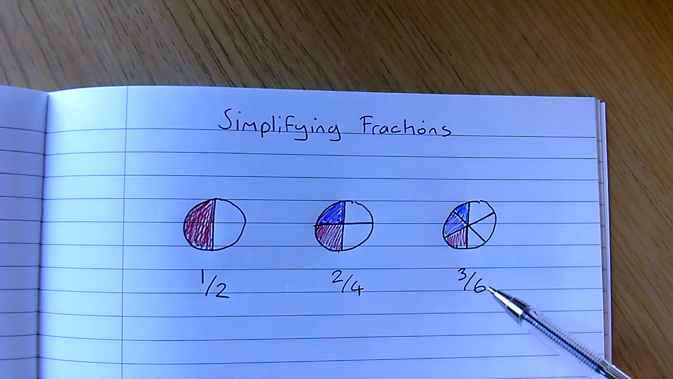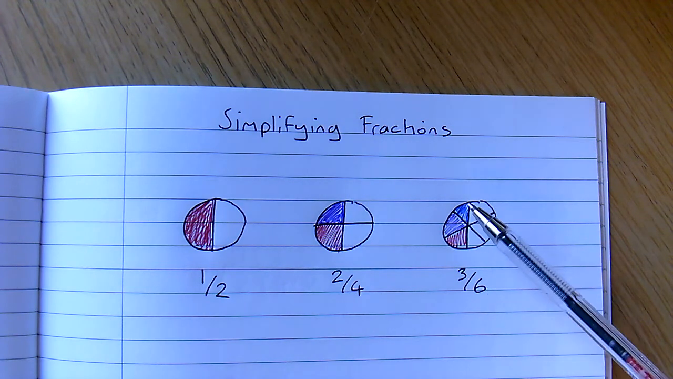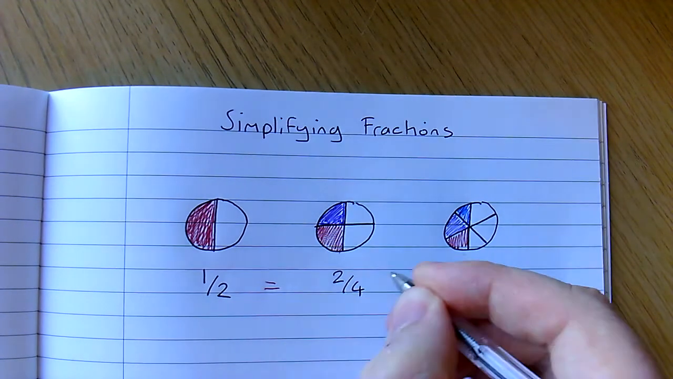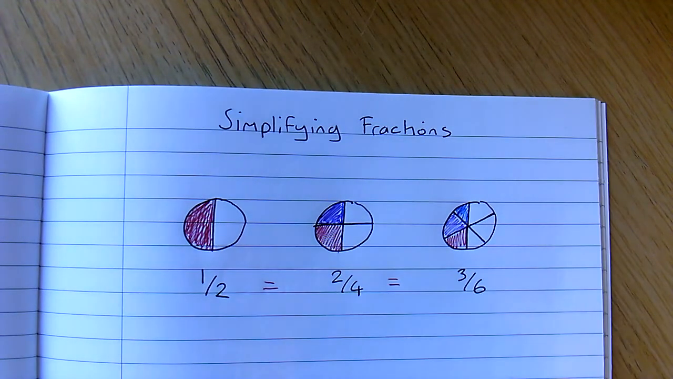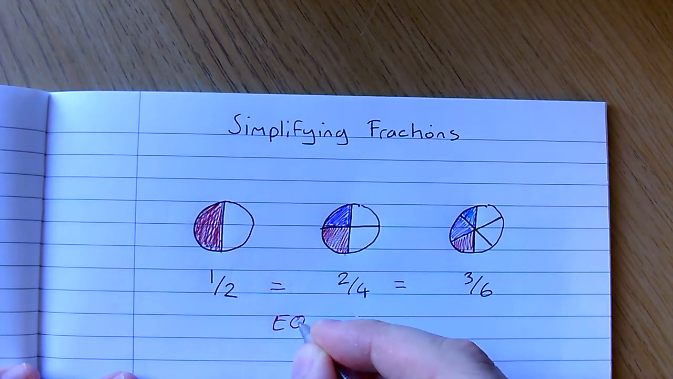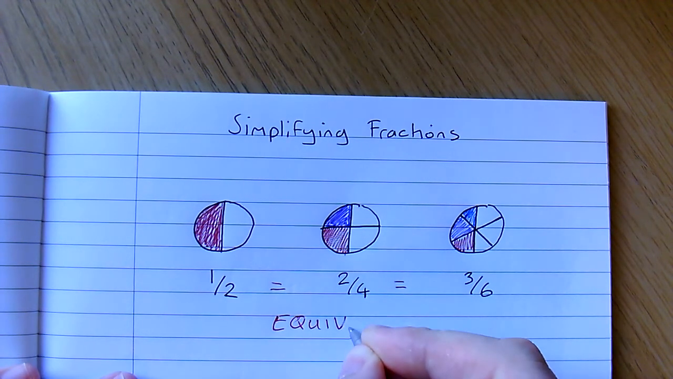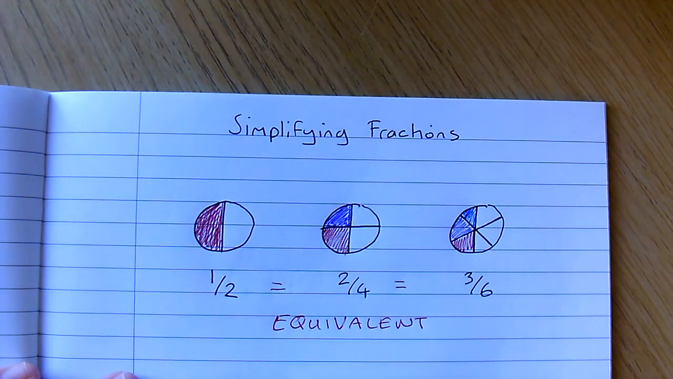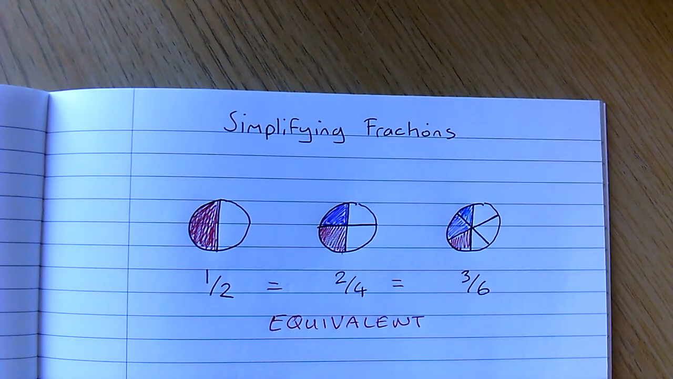The same with the 3/6. I've got three parts that have been coloured in, but together they're the same as a half. Now, these fractions are what we would call equivalent. And just to spell it for you, equivalent fractions. Okay, and that's where fractions have the same value.